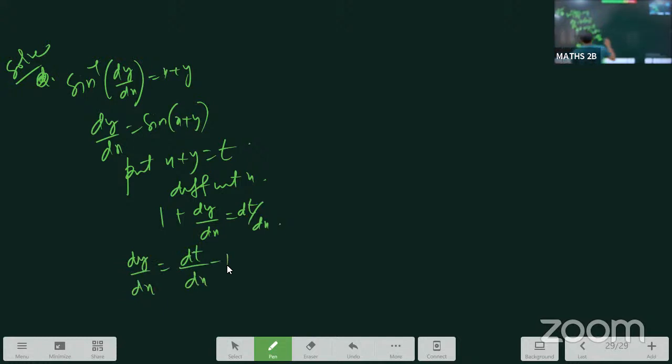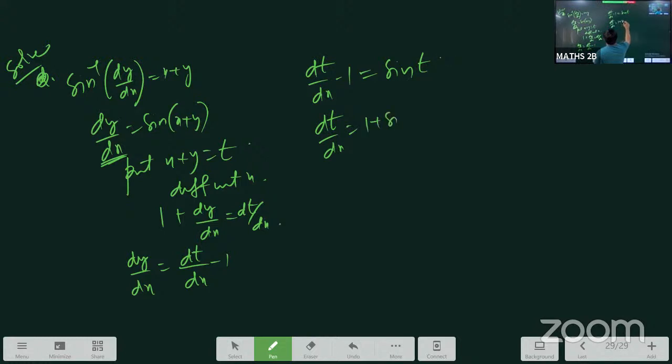Now come and replace everything here. dy by dx, here you are going to replace. That is dt by dx minus 1 is equal to sine of x plus y, which is nothing but t. Sine of x plus y is nothing but t, meaning dt by dx equals 1 plus sine t.